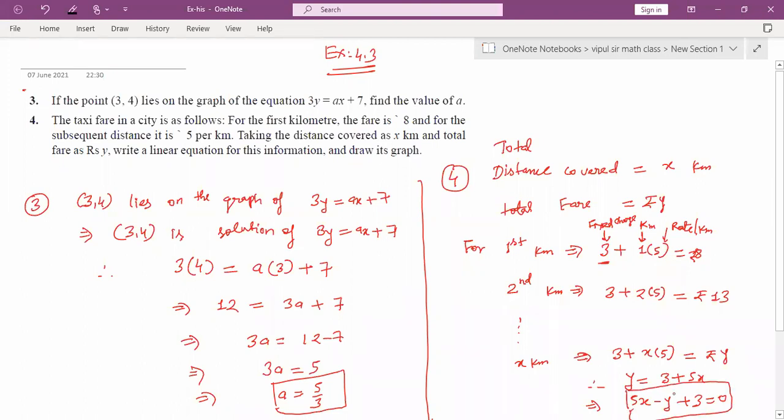Now you are supposed to draw the graph of this equation. Is this equation clear to everyone? Solution number 4. If anybody has any confusion regarding solution number 4, how I made this equation, please unmute and speak. Is it clear to everyone? You have to do the graph in homework. Write both down.